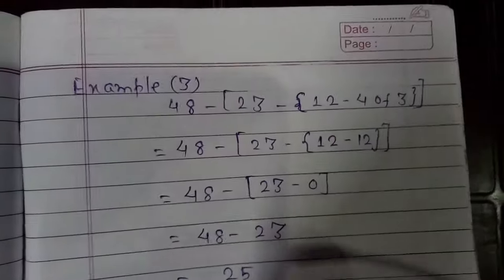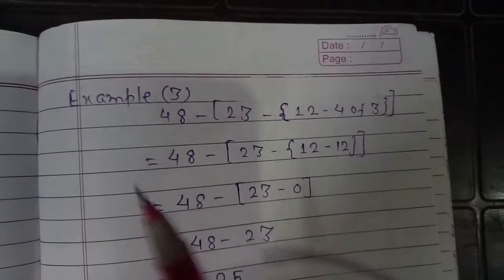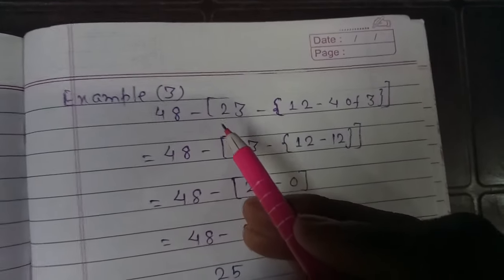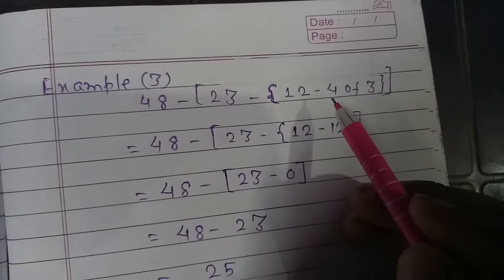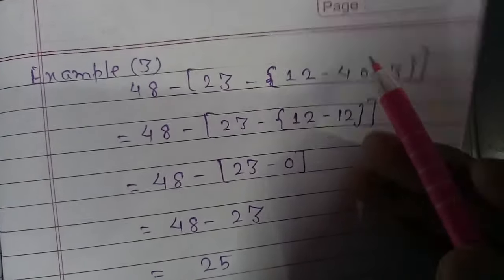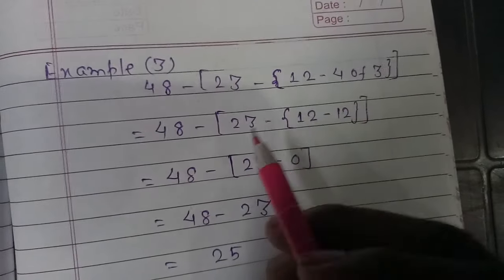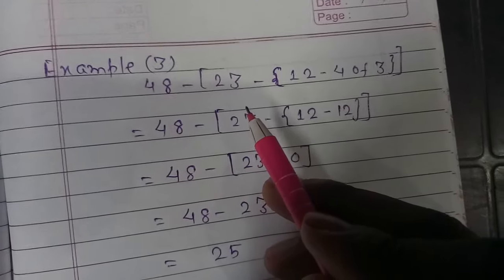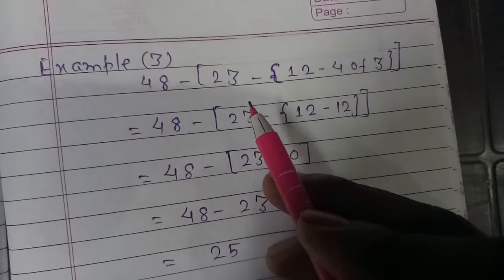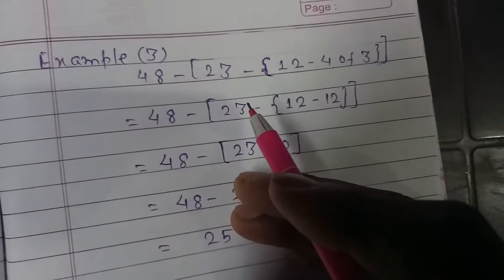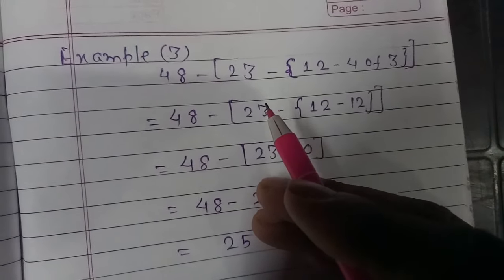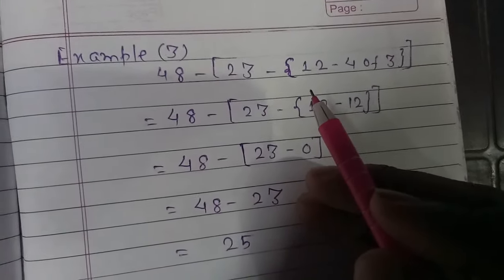So how can we solve questions based on brackets? You can see here, this one is your expression: 48 minus, this one is the big bracket, 23 minus curly bracket, 12 minus 4 of 3. According to the BODMAS rule, firstly we will do the work of the brackets. In brackets, the highest priority is given to bar, then parenthesis, then curly, then big brackets.